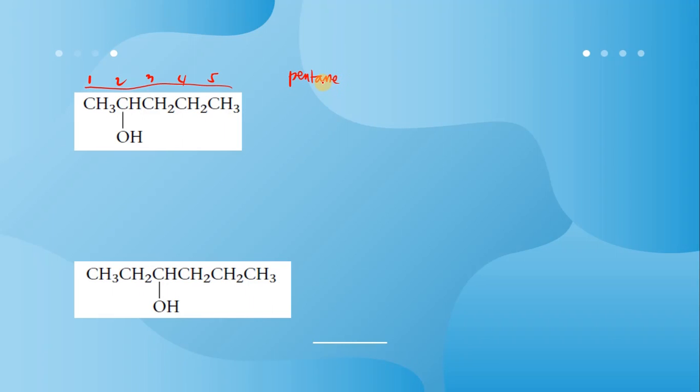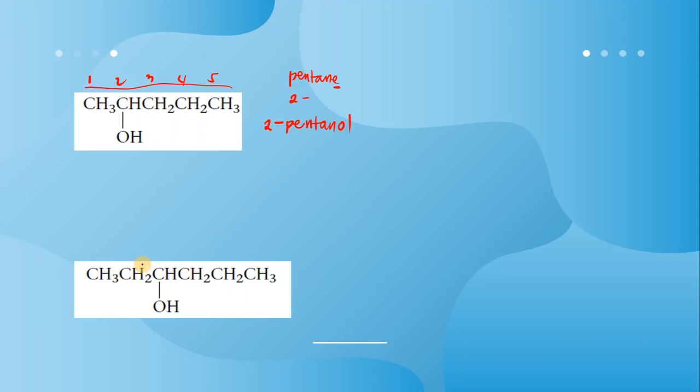And then your OH group is at 2. So this is called, you remove the E. So you write the number first, 2-pentan. Just write the O. So 2-pentanol. That easy. Next, how about this?